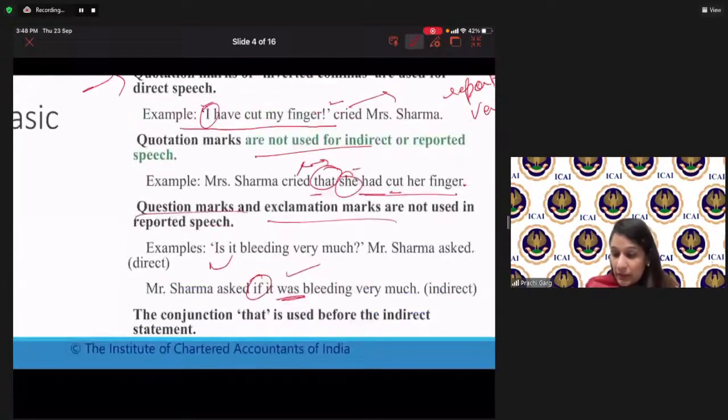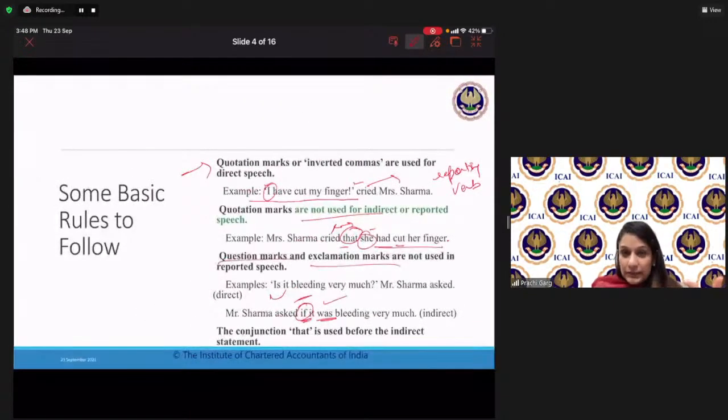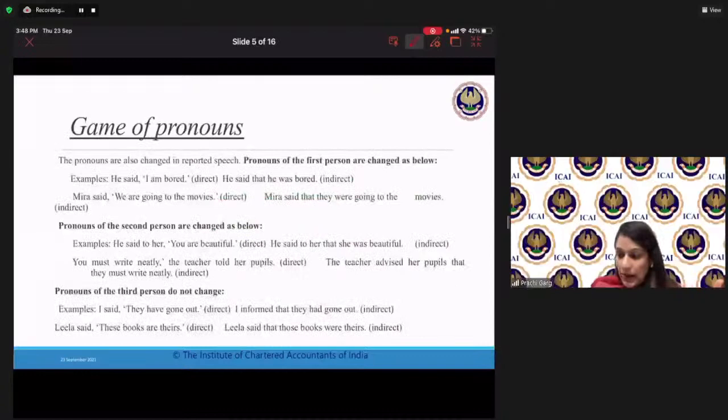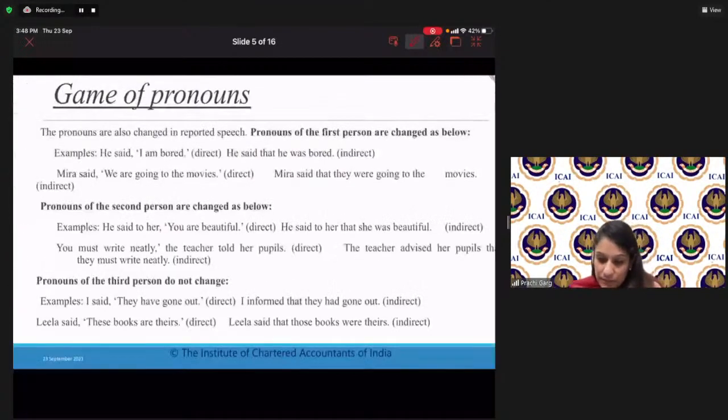Am I clear? Yes. Now, we have not used that here because we have used if here. Mr. Sharma asked that if, this would have looked awkward. Otherwise, in 90% of the cases we use that. Clear? Yes. Okay. Now look at the pronouns. The pronouns also change. Like I will become he, depending on who the person is.